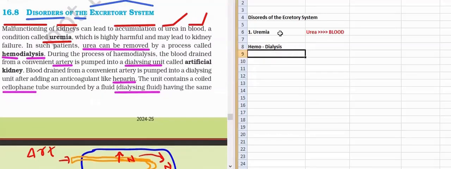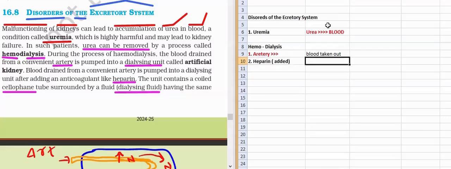Okay, hemodialysis, very simple. One is artery. First from the artery they'll take the blood, so that's important. Then the blood is taken from any artery from the hand or leg. Then heparin will be added. Heparin is added. It is actually an anti-coagulant. Next, it is sent to the dialysis unit. What is this? It is an artificial kidney. It can also be called an artificial kidney.